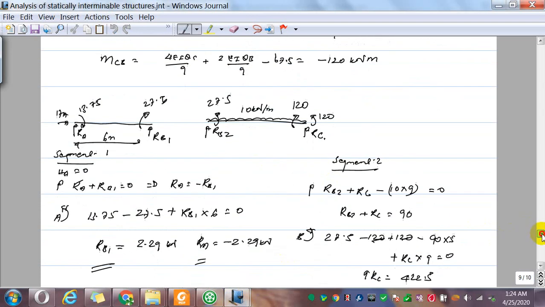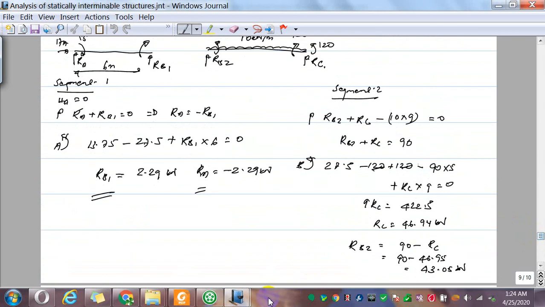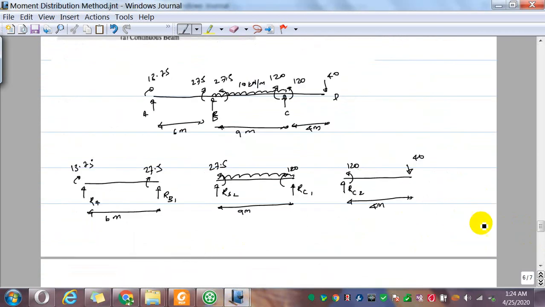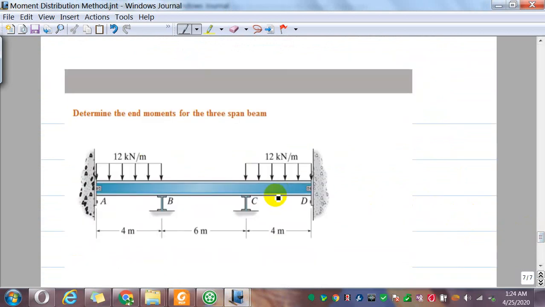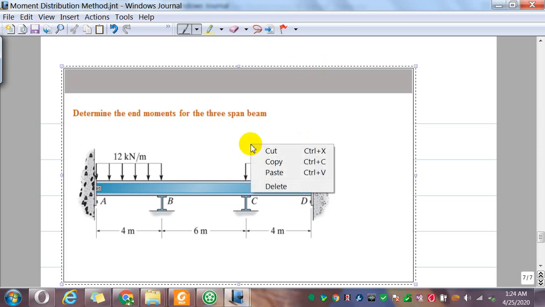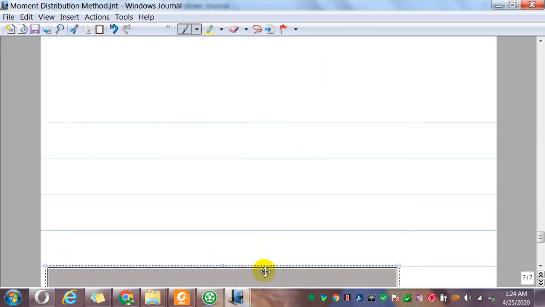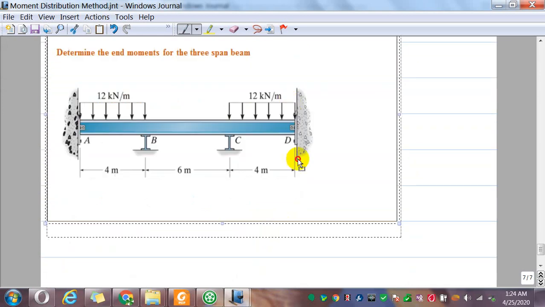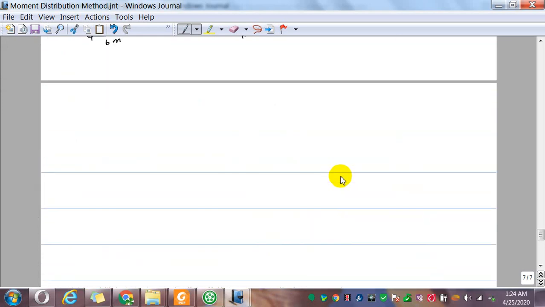So like this, if you take the segments, we can do this one and we can plot the bending moment shear force diagram. Let me shift this second problem a bit down, so I will have more space to solve this problem. Okay, so this one we can do in a different video.